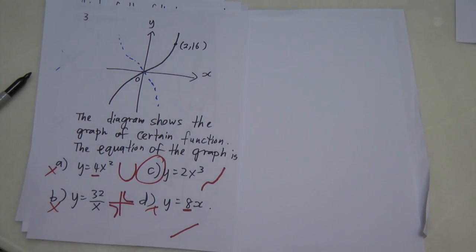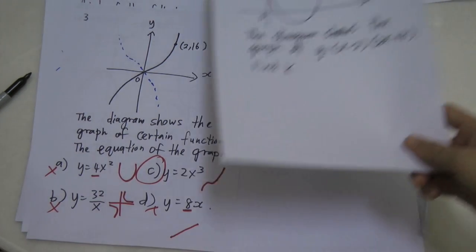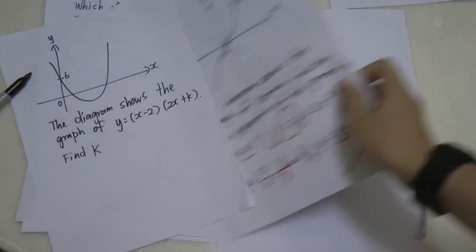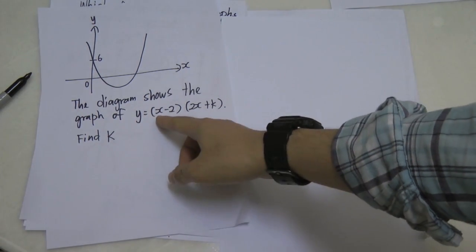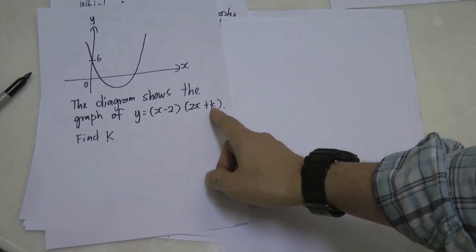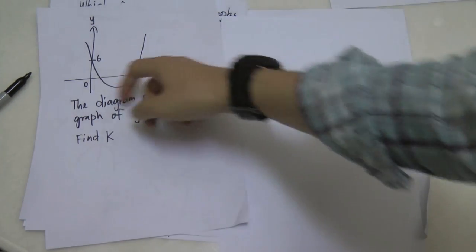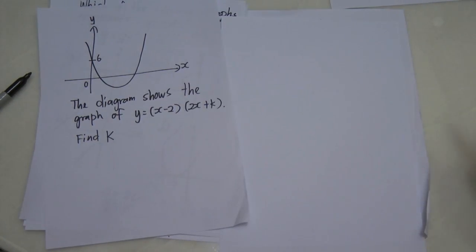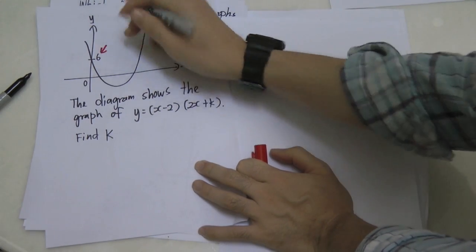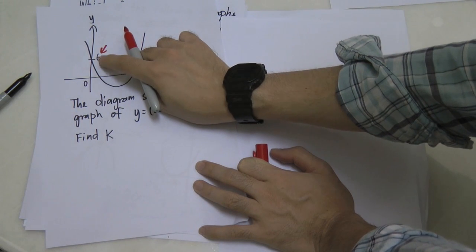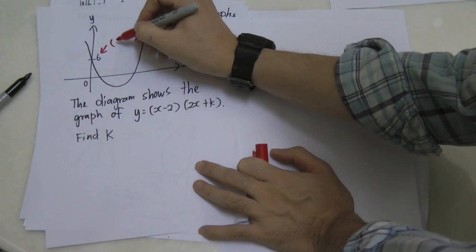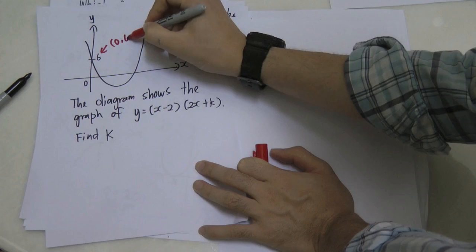Let's have a look at another two questions before we end our video. Let's have a look at a question like this. It says the diagram shows the graph of y equals (x minus 2)(2x plus k). Find the value of k. He gives you this diagram. From this diagram, first you have to understand what this coordinate is. This is the y-intercept, so x will equal 0. So this coordinate is (0, 6).